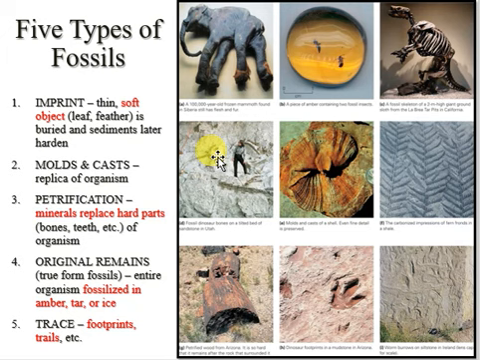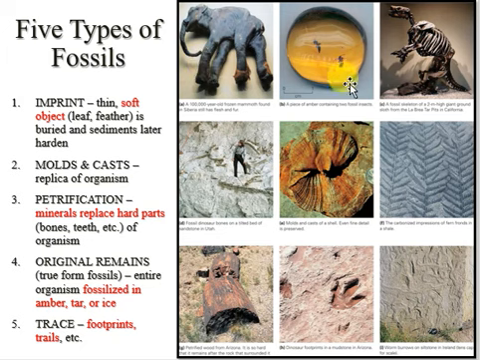Let's see, there are original remains, which are also known as true form fossils. These are these three up here. True form fossils pertain to when you have an entire organism preserved or fossilized in some sort of hardened substance. And oftentimes we see that substance being amber, tar, or ice.